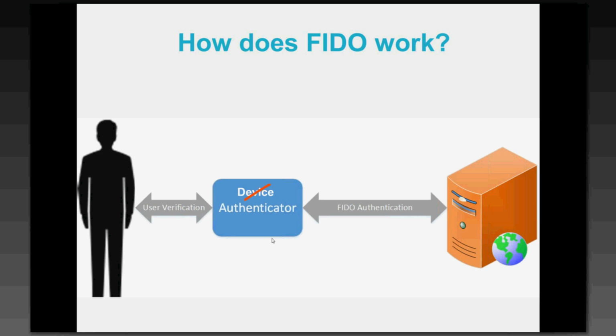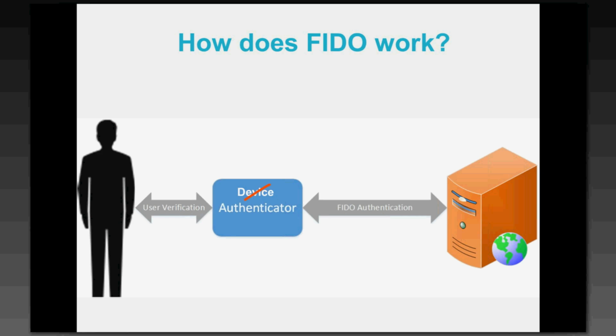Now, with that authenticator and with this clear concept of having that authenticator, we essentially split the authentication between the user and the cloud service into two pieces. One piece on the left-hand side is what we call user verification. This is a method by which the authenticator makes sure that the user is the user who originally enrolled with the authenticator. And the second is what we call FIDO authentication. That's a standardized protocol which the authenticator uses to authenticate to a server.